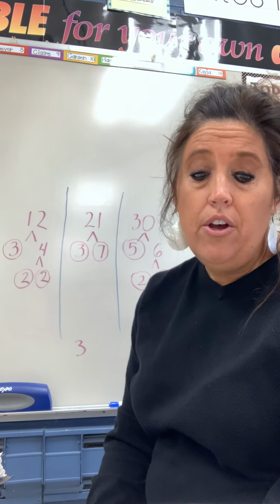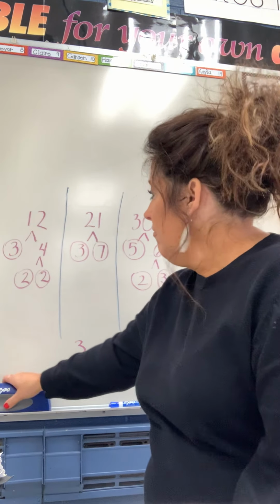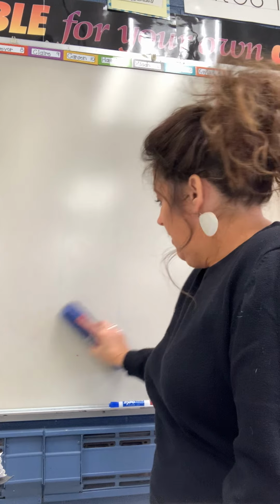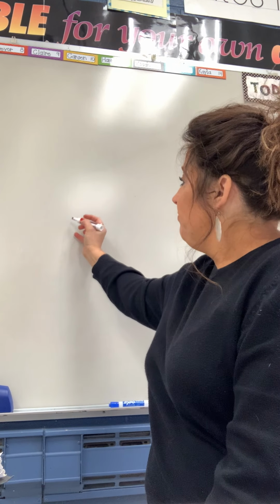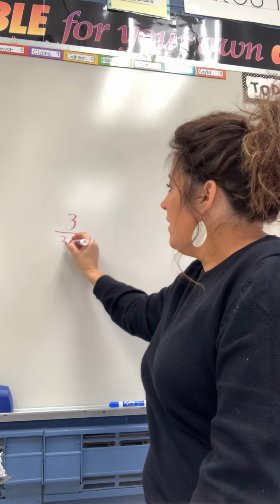All right, so hopefully that makes sense to you. All right, moving on then. Let's go to the next one. Number 11, it says write each fraction in its simplest form. If the fraction is already in simplest form, just write the word simplified. So we have 3 36ths.